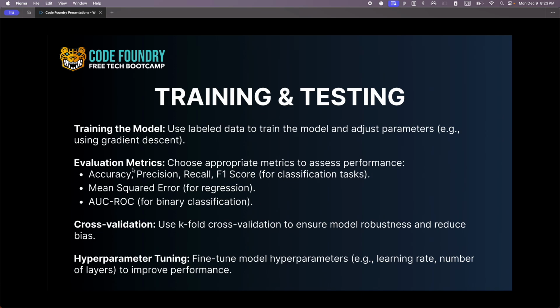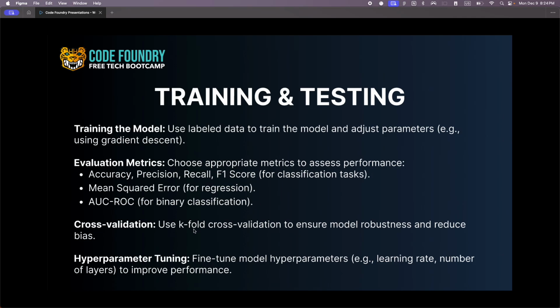Then we want to evaluate our metrics, which will be evaluating how well we want it to perform. Very common metrics are accuracy, precision, F1 score, and recall. I had to learn all of these equations by heart in class, but I don't remember them anymore. But all of these different concepts have equations associated with them. Also used are mean squared error for regression tasks and AUC, area under the curve, or ROC for binary classification tasks.